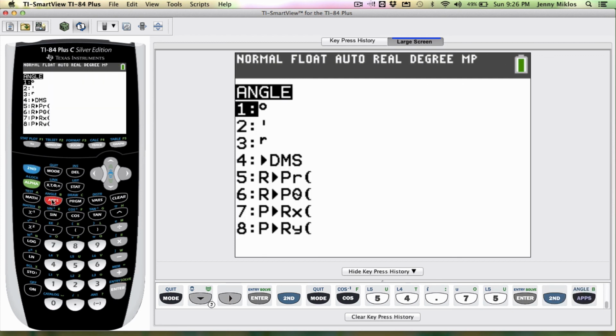The other thing that we can do, okay, if you press second and then this application button, it gives us angles. And I just want to show you these symbols. Our first symbol is degree. Our second symbol here is minute. And then we have radians. And option 4 says to convert to DMS. DMS means degrees, minutes, seconds.